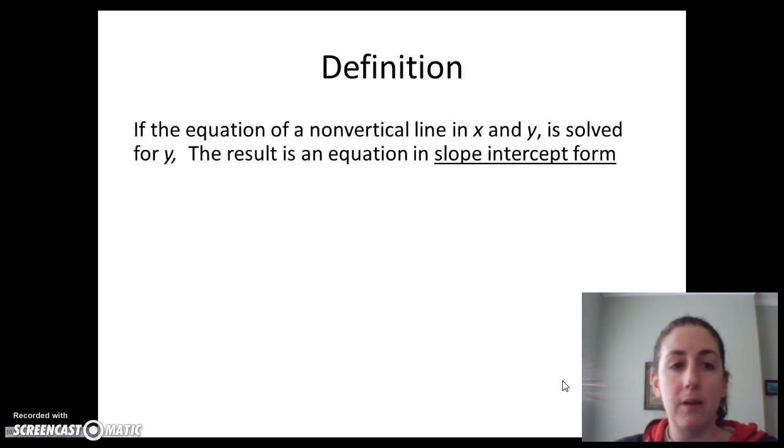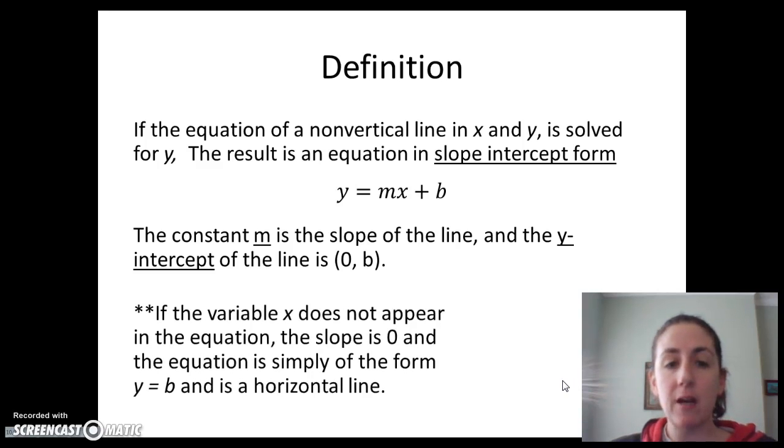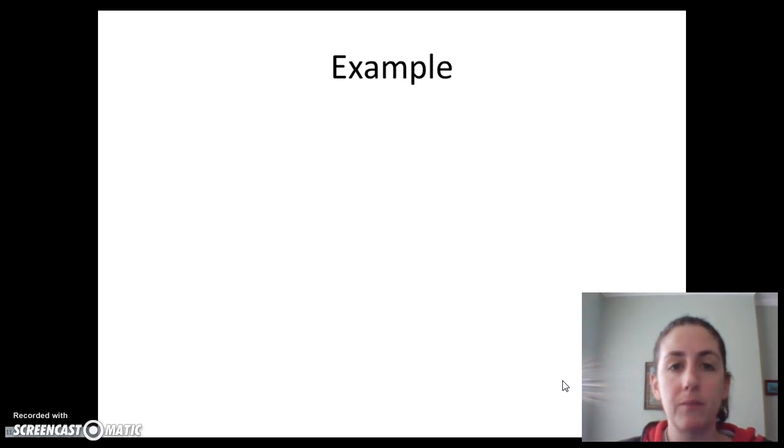Now, if the equation of a non-vertical line in x and y is solved for y, the result is in slope-intercept form, which we discussed at the beginning of this section, y equals mx plus b. If you recall, m is the slope, and b is the y value of the y-intercept. So the y-intercept would be (0, b). If the variable x does not appear, as in the last example we just did, then that means it's a horizontal line. You just have y equals b, and the slope is 0. So just keep that in mind as you're going through examples.